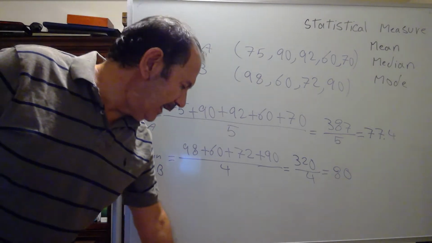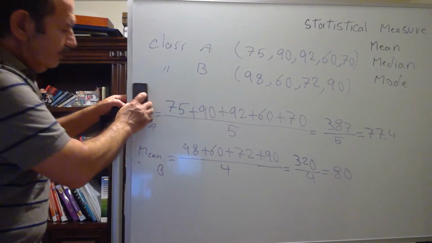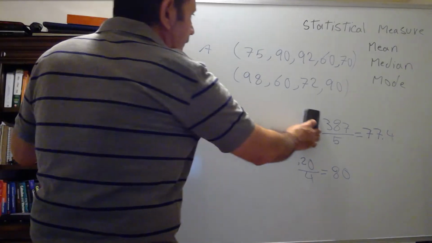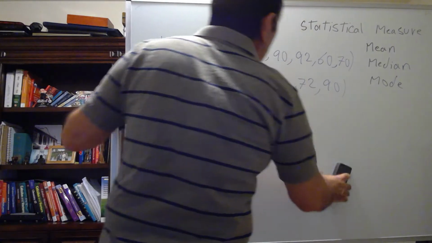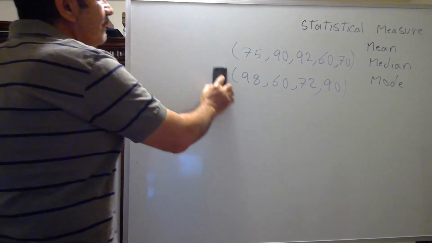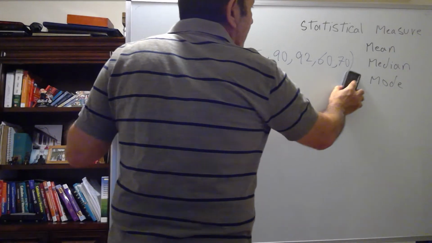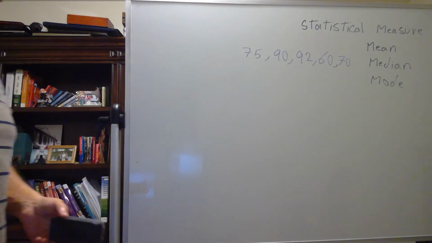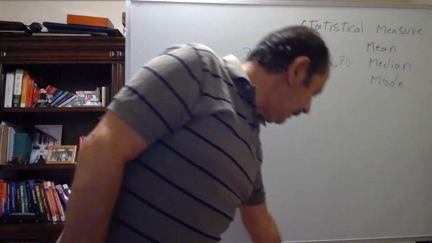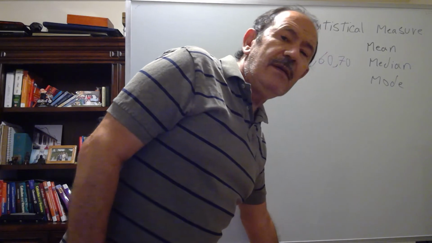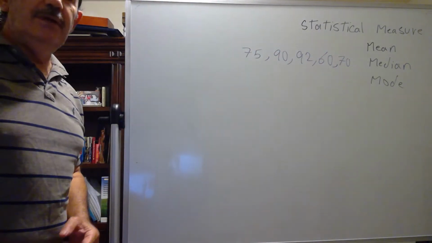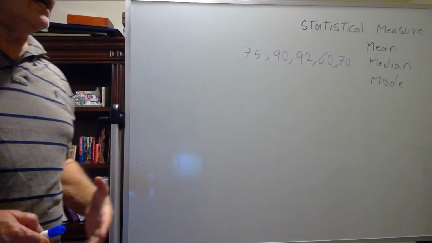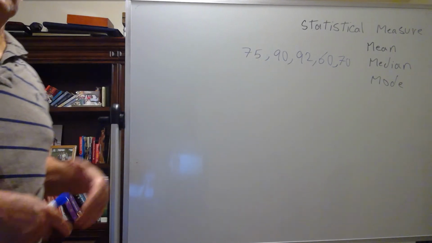Now, what is median? Median is the middle number. Let's say we have these 5 numbers and we want to find the median. For finding the median, we always have to arrange the data from smallest to biggest. We have to arrange the data from lowest to highest.